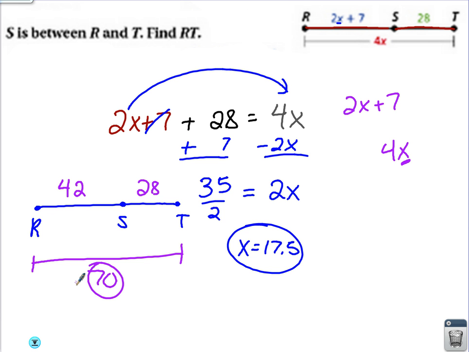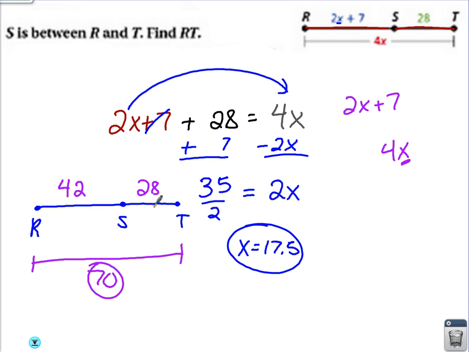If you do what I just did, it's nearly impossible to miss these problems. Because look what you have now. This is 42, this is 28, this is 70. How can we check this? This is 42 and this is 28. Does that add up to 70? Yeah. If x had been something different, that is the only x value that would satisfy that.